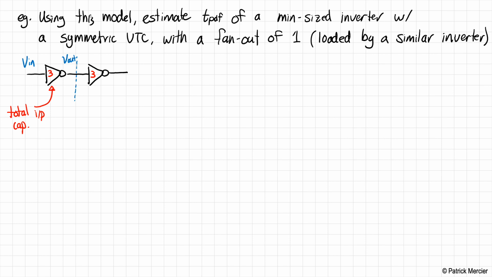Okay, so let's take a look at what's inside one of these inverters. Well, it's just a classic inverter, PMOS and NMOS on top of each other. How do we get a size of 3 here? Well, the NMOS is size 1 because it's minimum size, and for a symmetric voltage transfer curve, according to the class sizing convention, the PMOS needs to be of size 2.